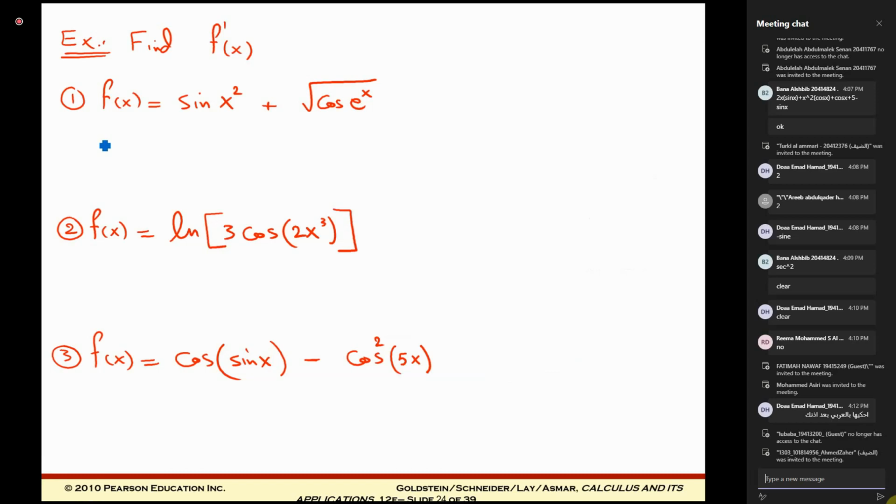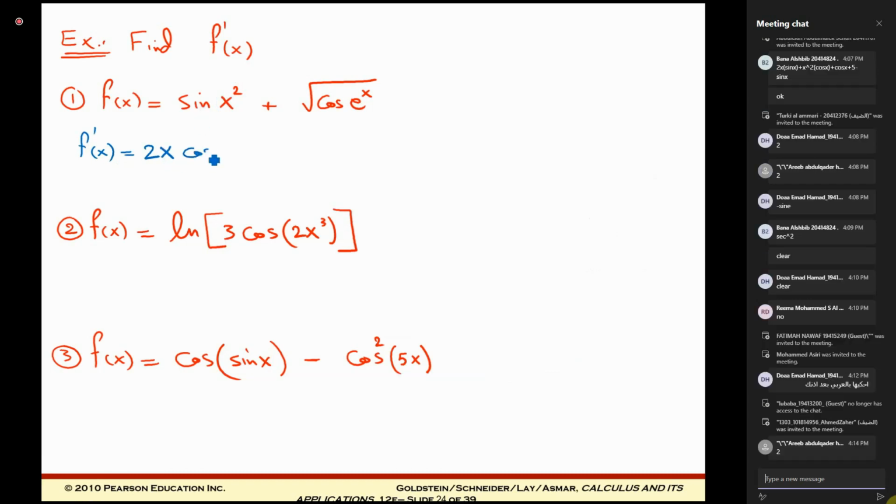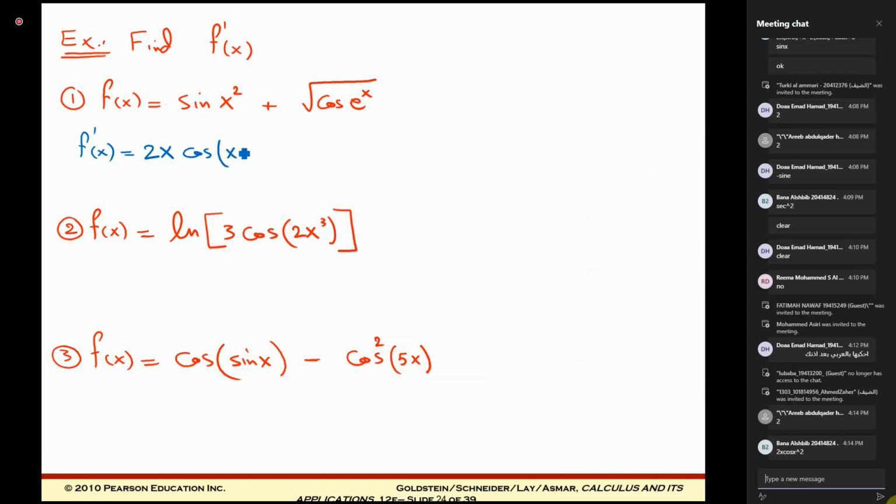The first one, the derivative of f of x equals, what's the derivative of the angle? This is 2x multiplied by, what's the derivative of sine? Cosine, and put it the same angle. Okay, this is angle x square.